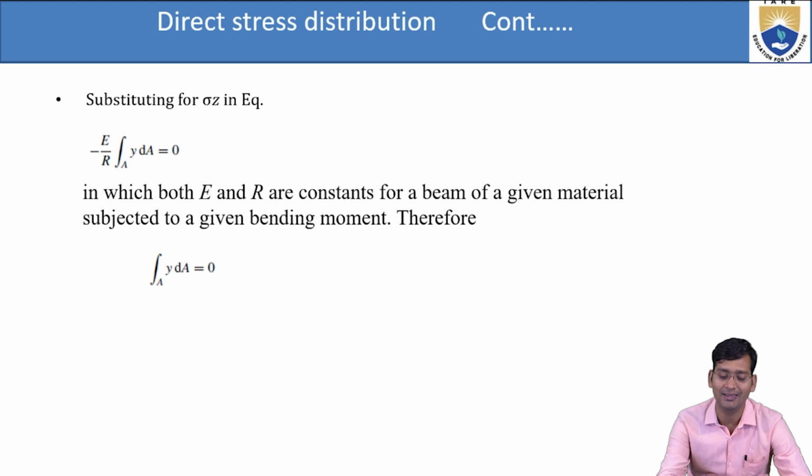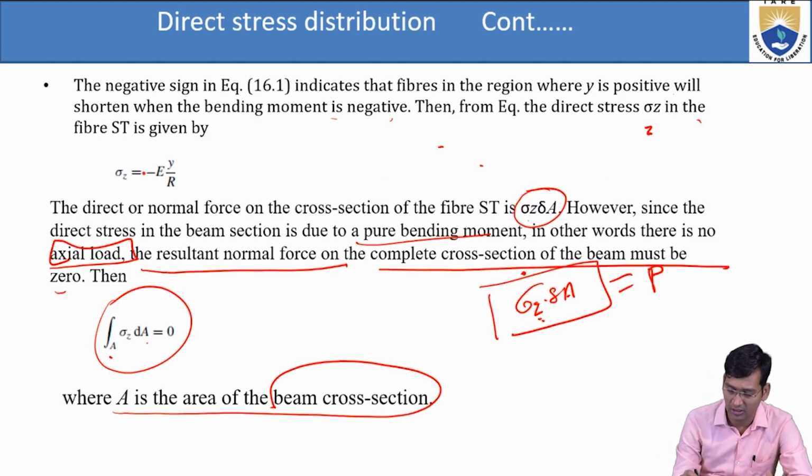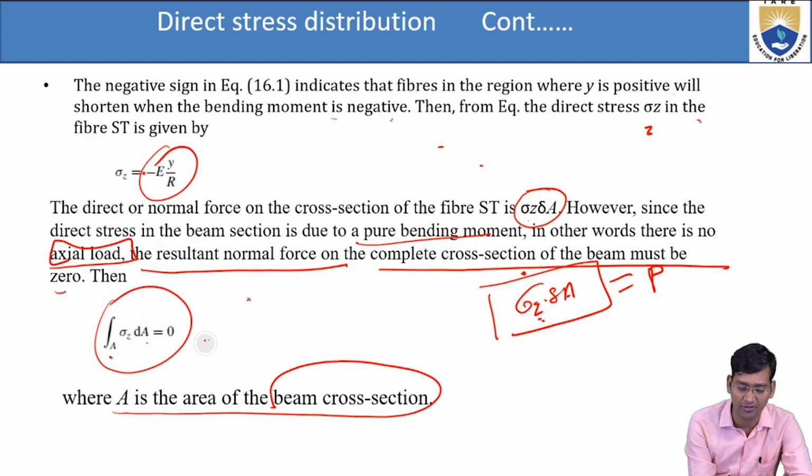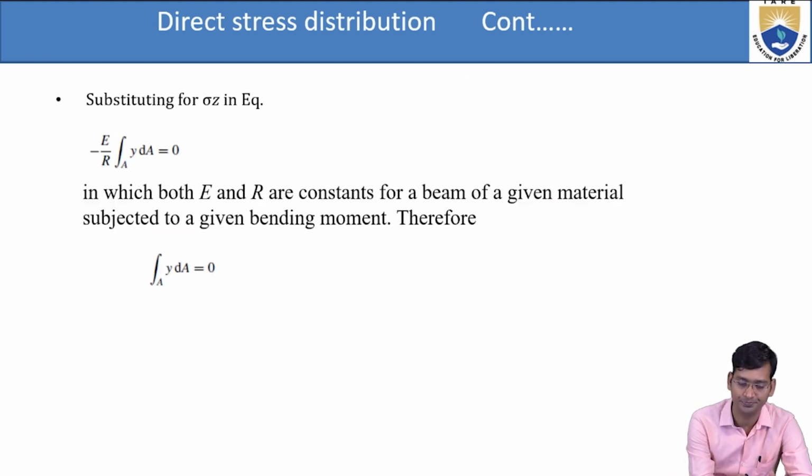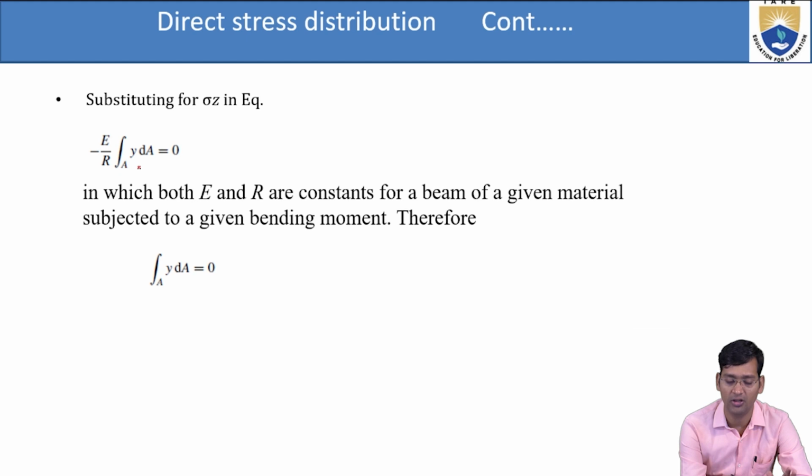Substituting for sigma z in the equation: sigma z is, as we just found, minus Ey by r. After substituting, the integral over A of minus E into y by r into dA equals 0. E is constant and r is constant, so take them out of the integral: minus E by r times the integral over A of y dA equals 0.